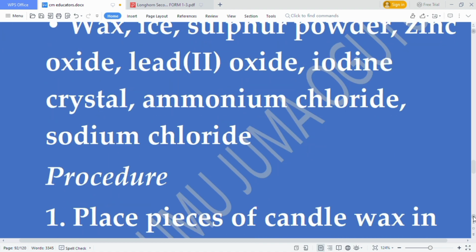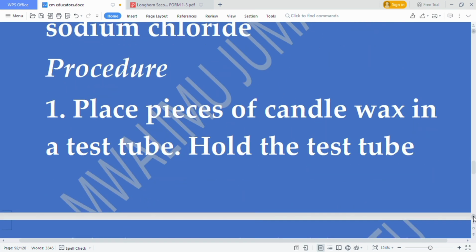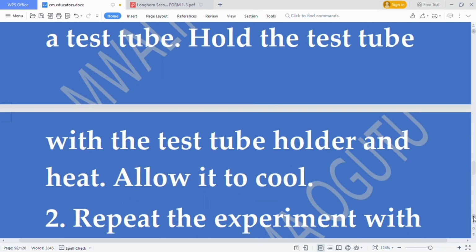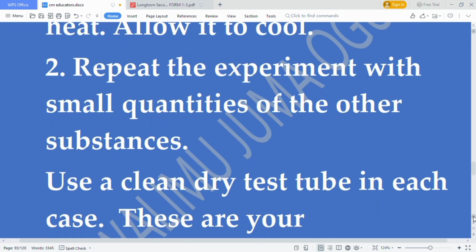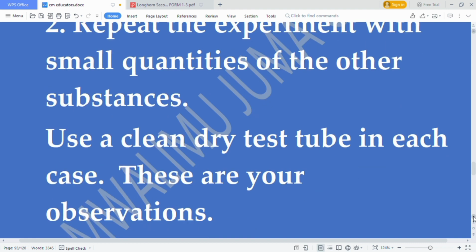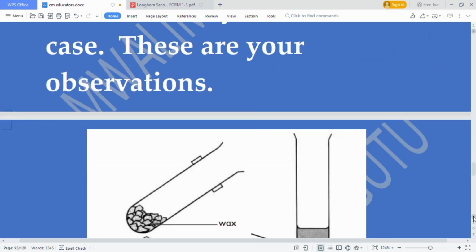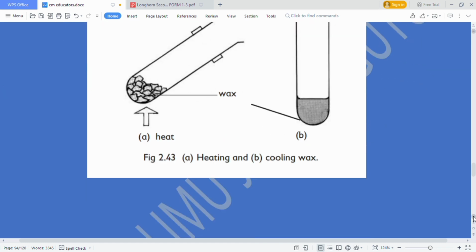So the procedure, we begin now with wax. We place pieces of candle wax in a test tube. We hold the test tube with the test tube holder and heat, and then allow it to cool. So we repeat the experiment with small quantities of the other substances too. We use a clean dry test tube in each case. So these are the observations that we make from those experiments. When we carry out the experiments, this is what we will observe.